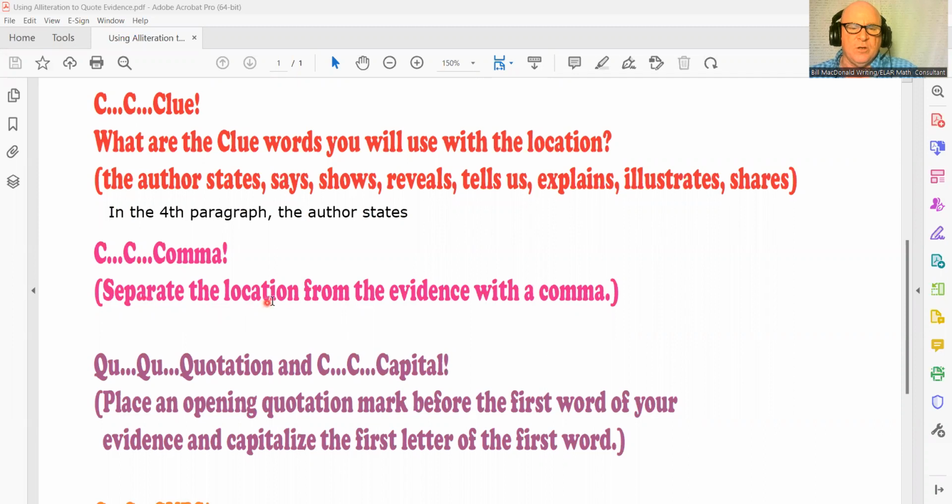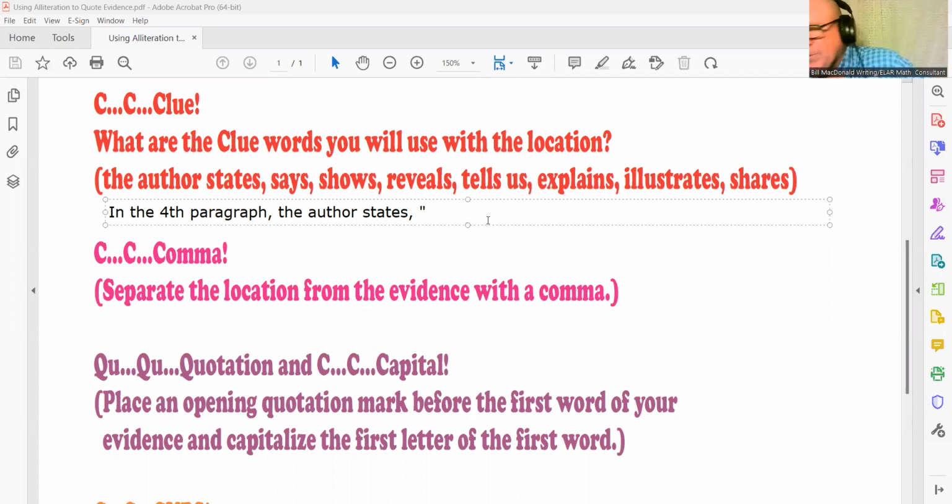Separate the location from the evidence with a comma, and then quotation and capital. Place an opening quotation mark before the first word of your evidence and capitalize the first letter of the first word. So I'm going to try to do that. Okay, and I'll do that right there where we already started it. The author states comma, quotation, capital. So I'm going to capitalize.